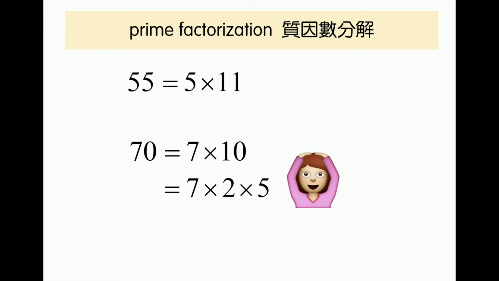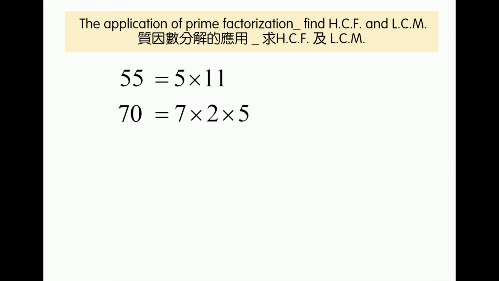I think you can all agree that prime factorization is actually pretty easy. But what's it for? Let's look at its applications. We have just finished prime factorization for these 2 numbers, and one of its uses is to find their HCF and LCM. Let us first arrange the factors of 70 in ascending order. 2 times 5 times 7.